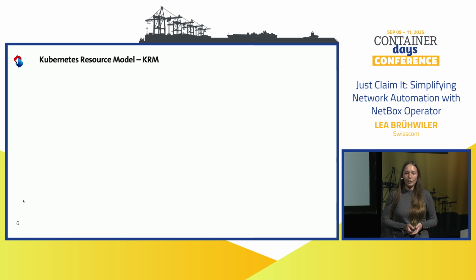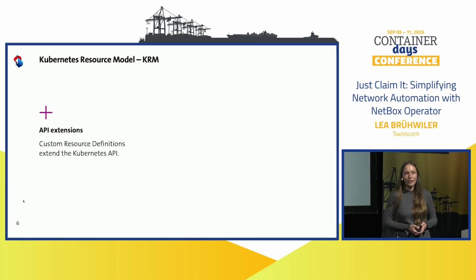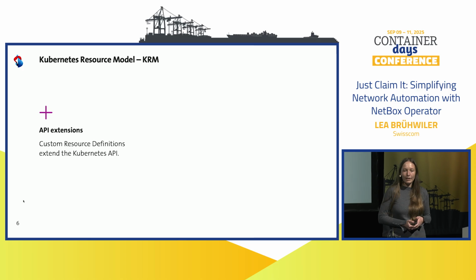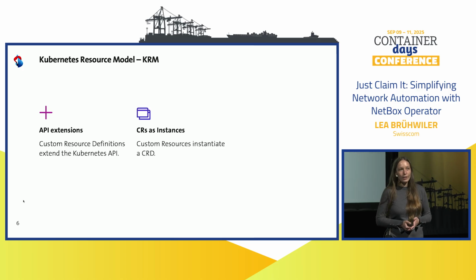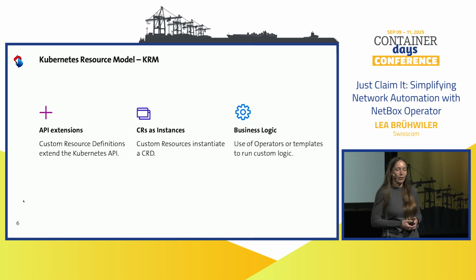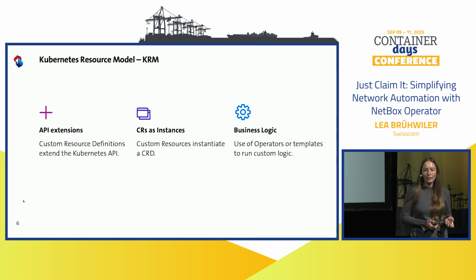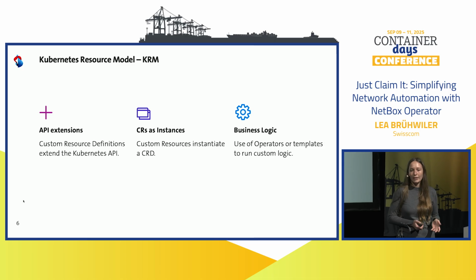For this, we want to rely on a Kubernetes resource model. So this consists of API extensions called CRDs. The CRD contains all the information needed to basically allow you to describe your desired state. Then you can instantiate this custom resource definition with custom resources, where you then describe the desired state you want to have. And the third part is then an operator, which contains your business logic, and it does the automation to get from the actual state to your desired state.